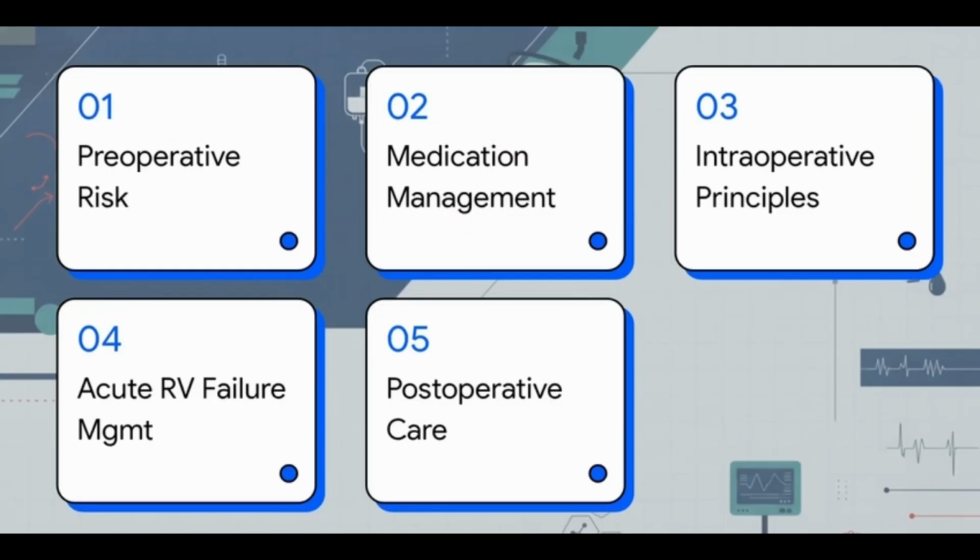So here's how we're going to walk through this. We'll follow the patient's journey, starting with preoperative risk, then medication management, the core principles inside the OR, what to do in a crisis with acute RV failure, and finally, getting them safely to post-operative care.